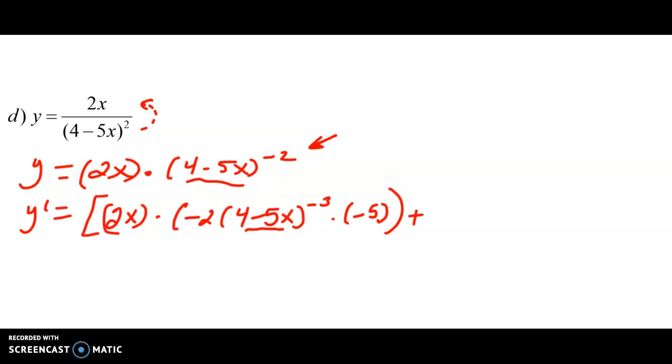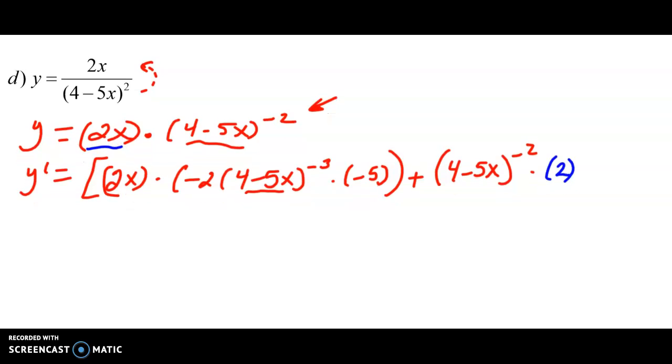Plus, you continue with the product rule. You take the second function and you multiply it by the derivative of the first. So the derivative of 2x is just 2. So the product rule is finished, including the chain rule.